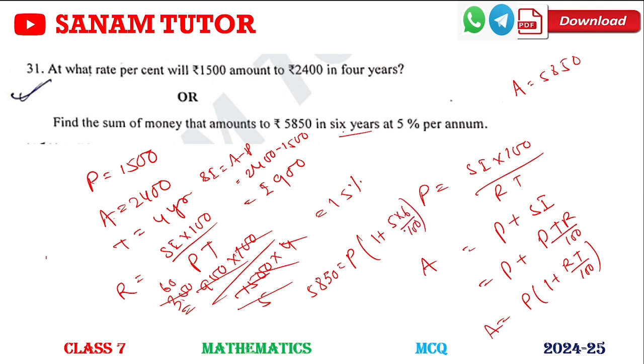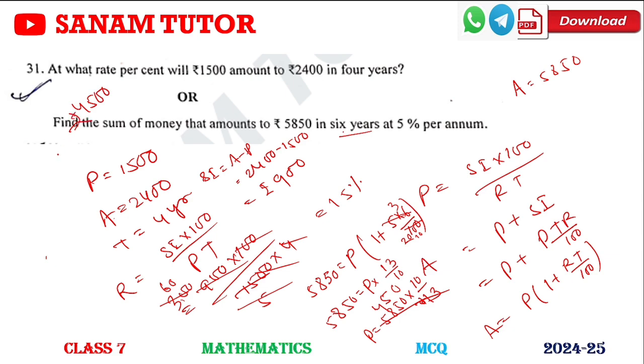So after cancelling, it means 3 by 10. So 5850 equals P into 1 plus 3 by 10, which is 13 by 10. So P is how much? 5850 into 10 by 13, because of the reciprocal. So 13 times 450 is 5850. So P equals 4500.